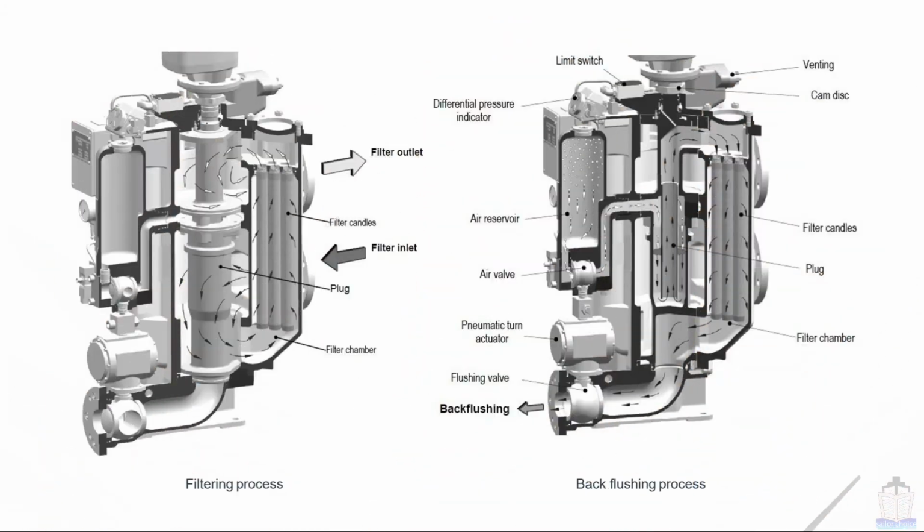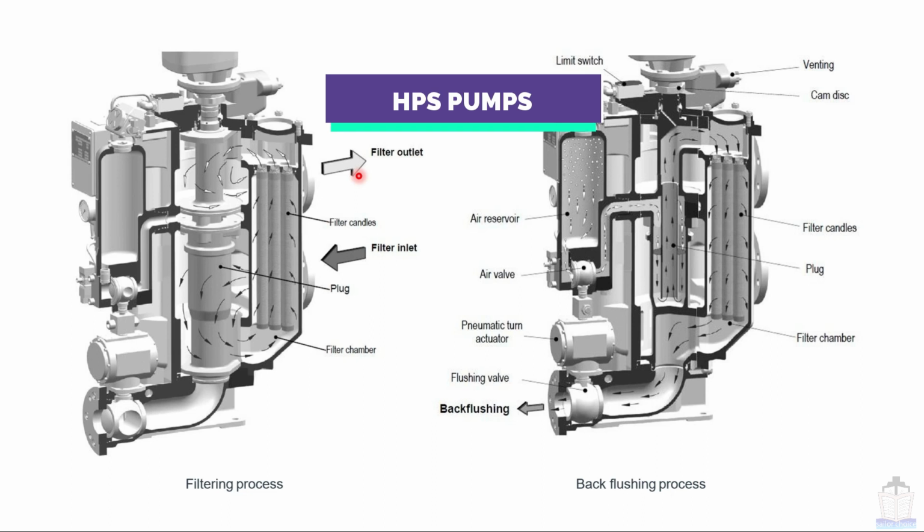Now next, this is the internal configuration of the automatic filter. This picture is showing the filtering process. Oil comes from here, enters from this cylindrical area and comes out from this opening, and after coming out it goes to the HPS pump.